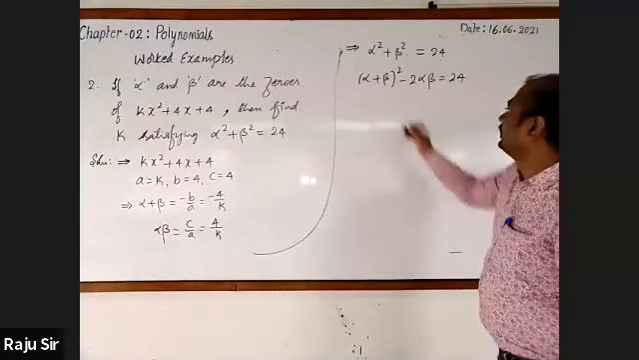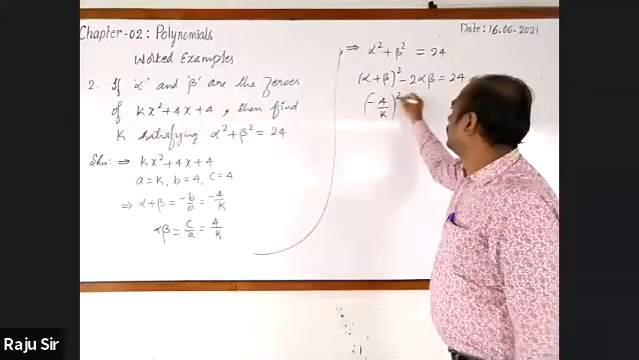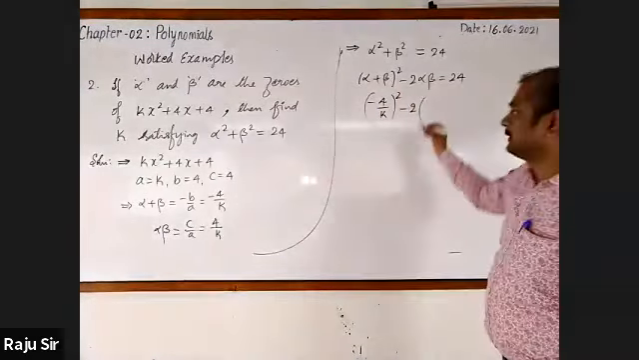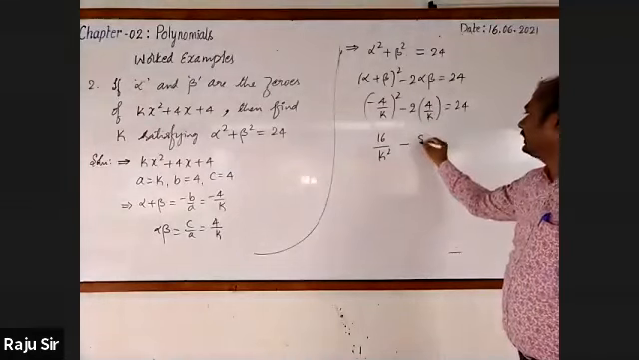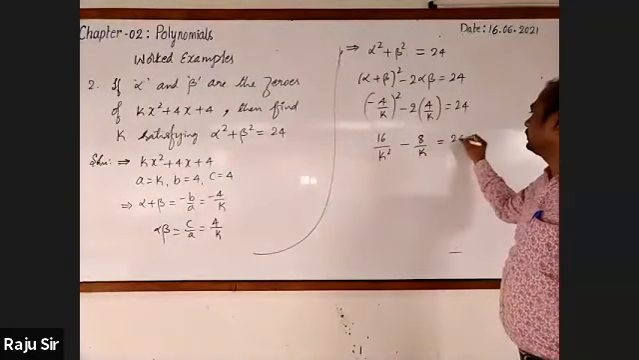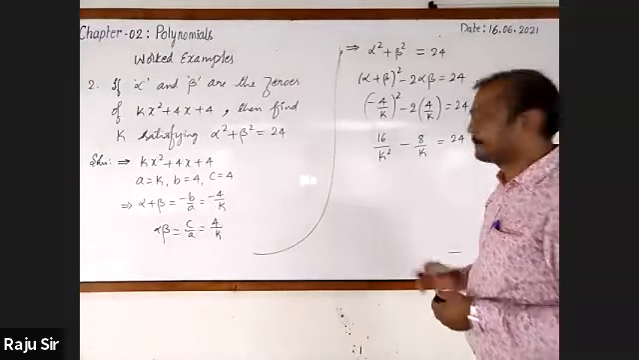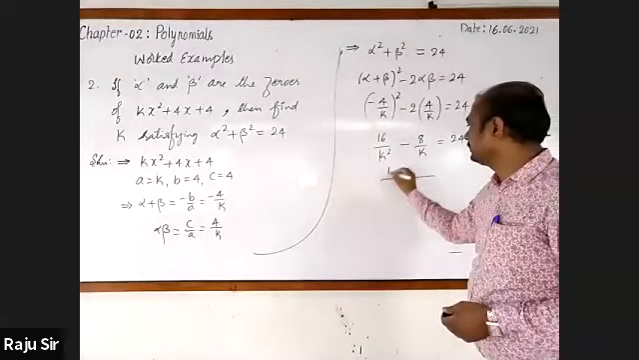Okay. Where alpha plus beta is minus 4 by k whole square, minus 2 into alpha beta, which is 4 by k, is equal to 24. This can be written as 16 by k square minus 2 times 4, 8 by k, is equal to 24. Take LCM and simplify. LCM is k square. Multiply LCM with the first term, it is 16. Second term, minus 8k. This is equal to 24.